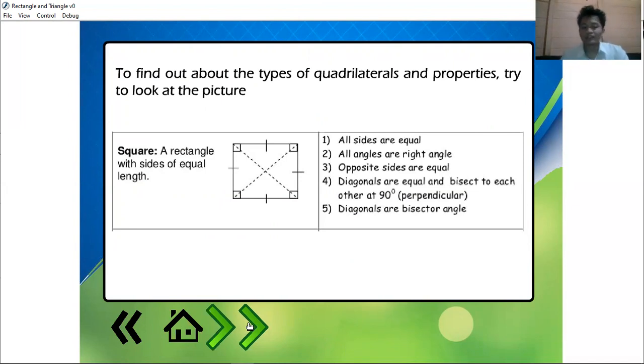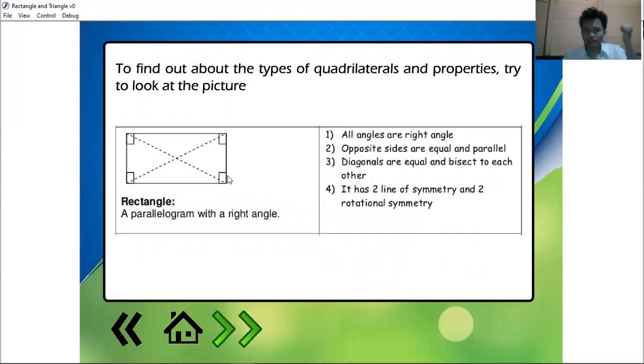Square, a rectangle with sides of equal length. All sides are equal. All angles are equal. Opposite sides are equal. Diagonals are equal and bisect each other at 90 degrees, or perpendicular. Diagonals are angle bisectors.